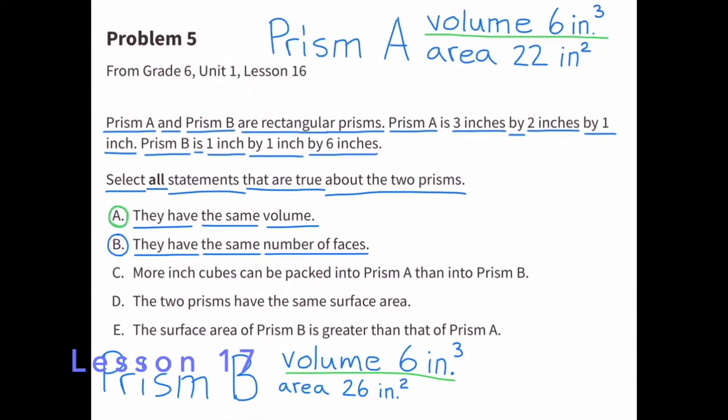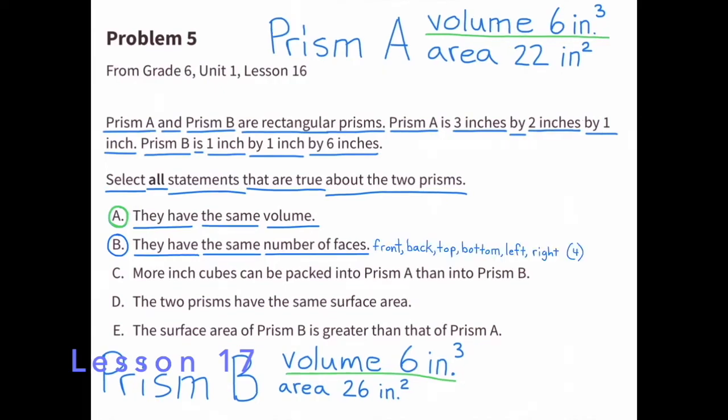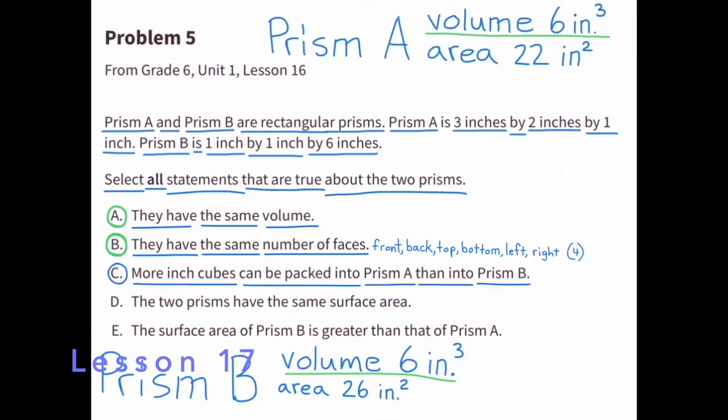B. They have the same number of faces. They have a front, a back, a top, a bottom, a left, and a right. That's 6 faces. So that's true. They both have the same number of faces. C. More inch cubes can be packed into Prism A than into Prism B. That's not true because they have the same volume. The same number of cubes could be packed into Prism A as into Prism B.